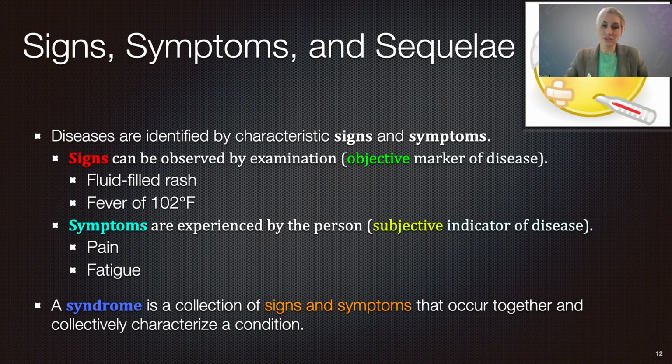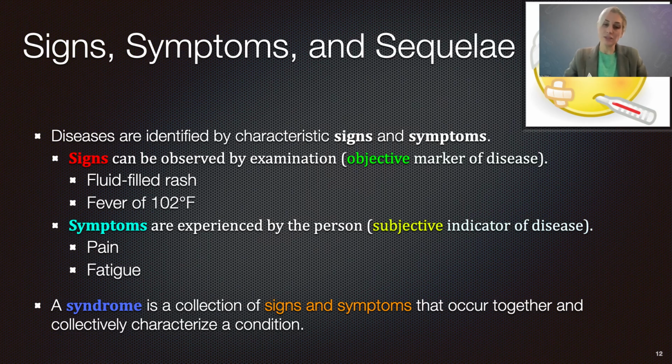Looking at signs to start off with, a sign is an observable marker. So it's an objective marker of disease. Where on the other hand, a symptom is subjective. So if somebody said, I don't feel well or this hurts, that would be a symptom. Where on the other hand, a sign is something you can quantify. So you can actually take somebody's temperature, get an actual reading of a temperature. You can visualize an infection like a fluid-filled rash.